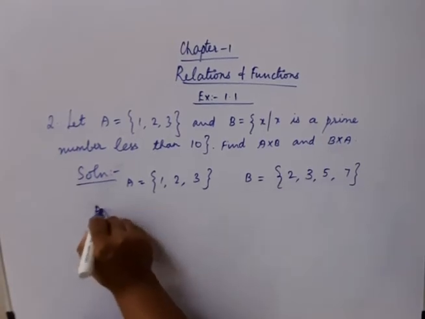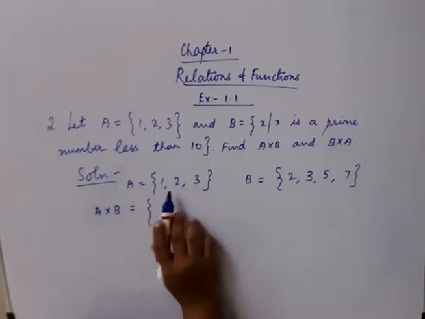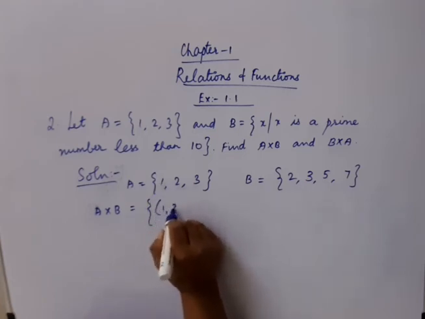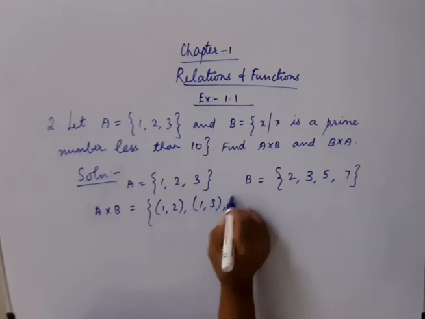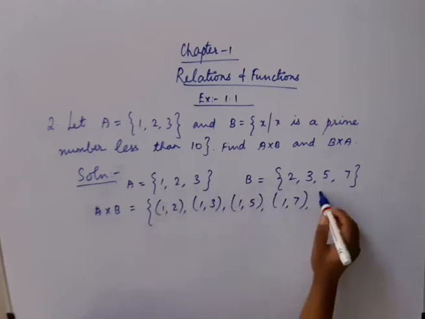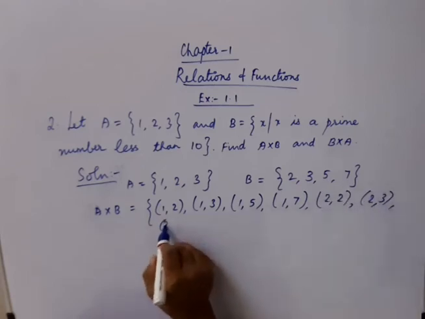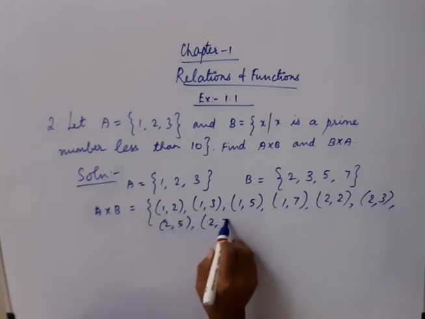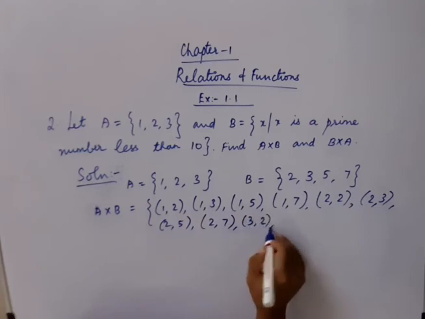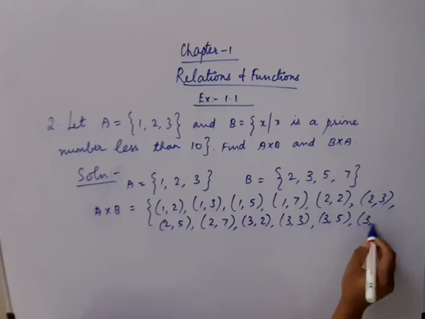Now let's find the cross products. What is A cross B? You have to combine the elements of A with B. So take the first element, combine with all the elements in B. Take the second element, combine with all the elements in B. Take the third element, combine with all the elements in B. So (3,2), (3,3), (3,5), (3,7).